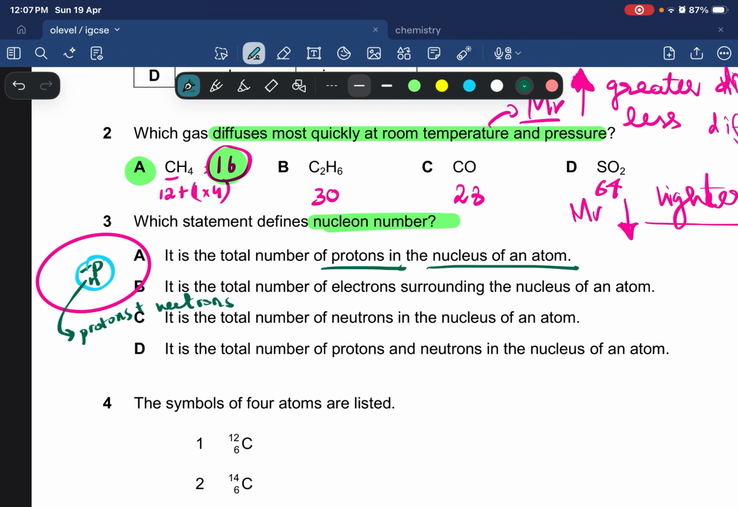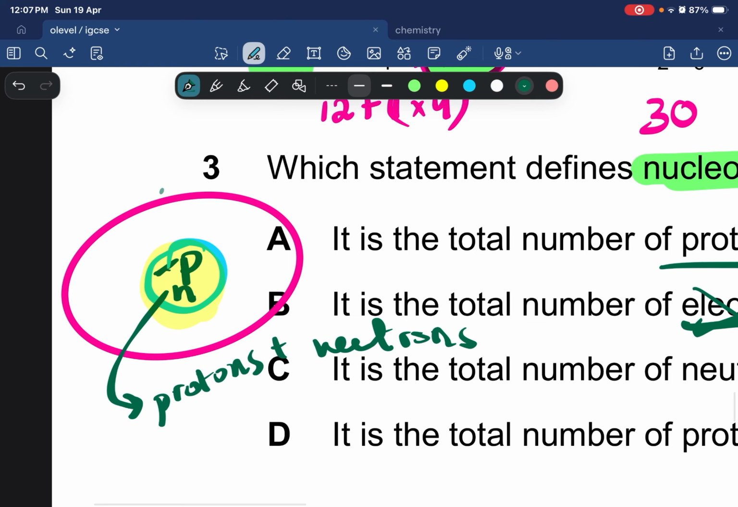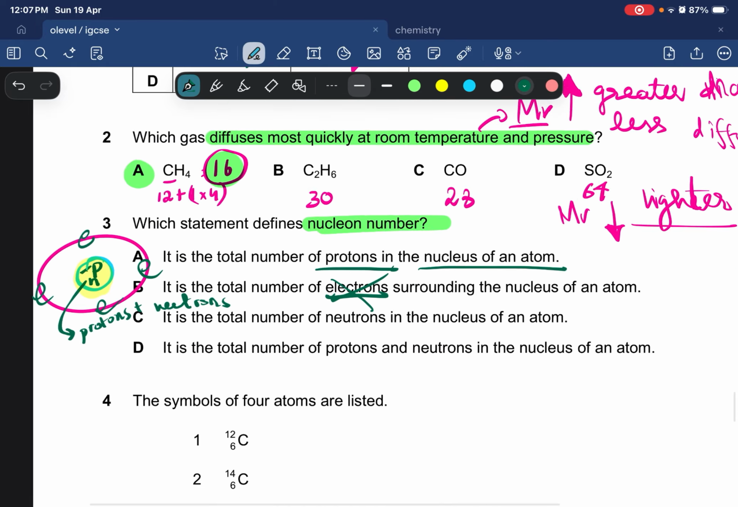No, it is the number of everything that's inside the nucleus, including protons and neutrons, okay? It is not the total number of electrons. Electrons are not included because electrons are outside the nucleus. We don't include things that are outside the nucleus, okay?